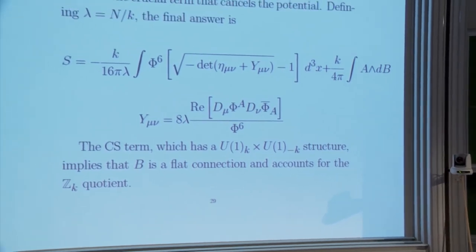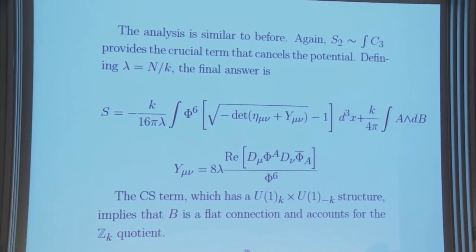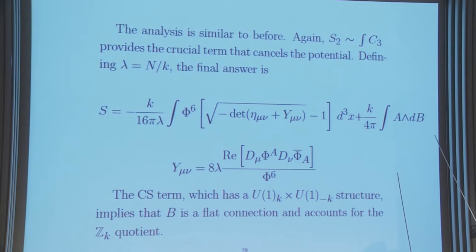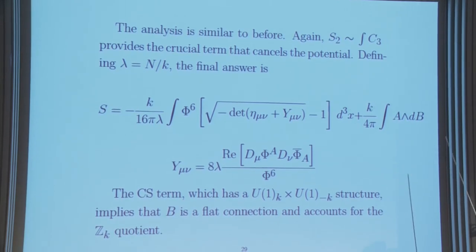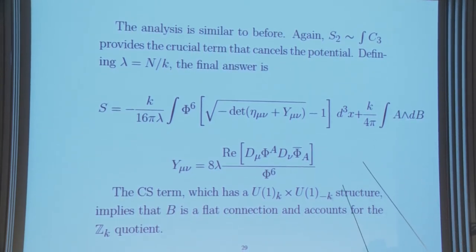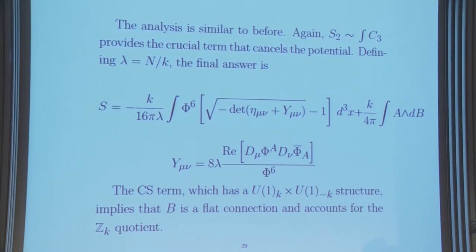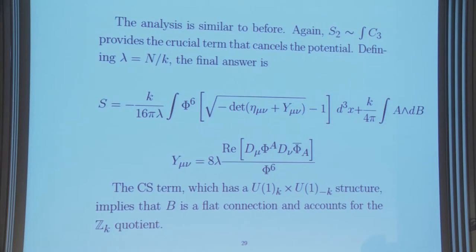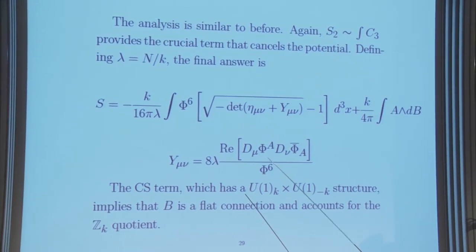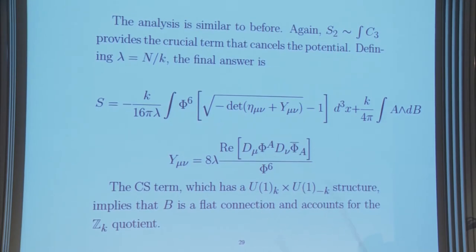So the analysis is similar to before. Again, there's an integral over the Ramond-Ramond 3-form that provides the crucial term, this crucial minus 1 that cancels the 1 from the determinant, so that there's no force acting on the brane. And so in this case, we can define a 't Hooft parameter N over k. That's the standard choice, which you also find in the ABJM paper.